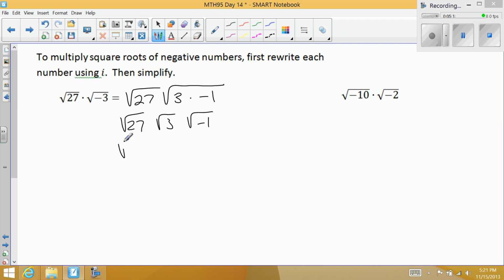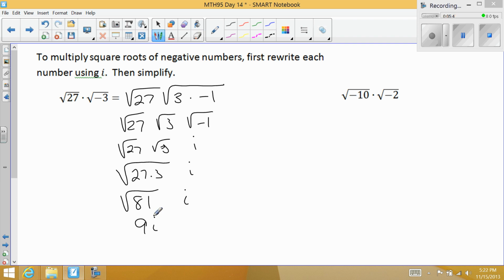And again, by definition, square root of negative 1 is i, so that's been dealt with. The square root of 27, the square root of 3, these are both real numbers. We can combine them inside one radical, 27 times 3, and our i sitting out there. This gives us the square root of 81, and the square root of 81 is simply 9. So final result then is 9i.